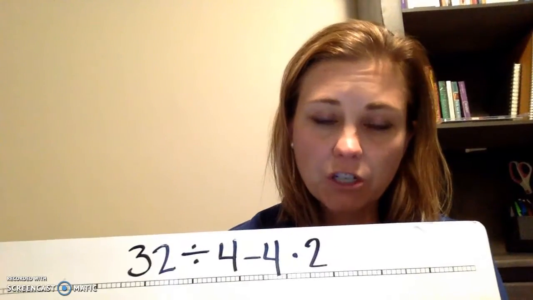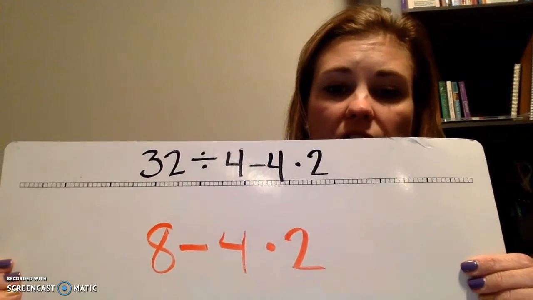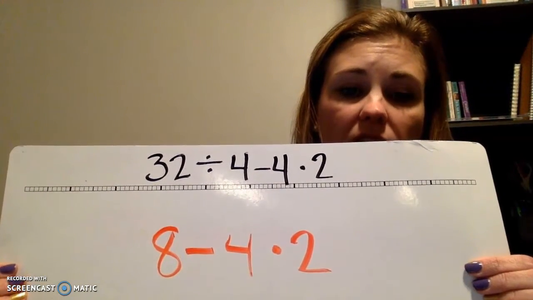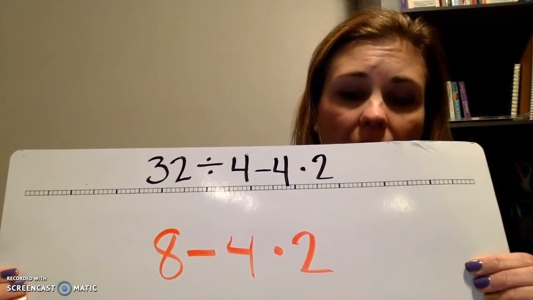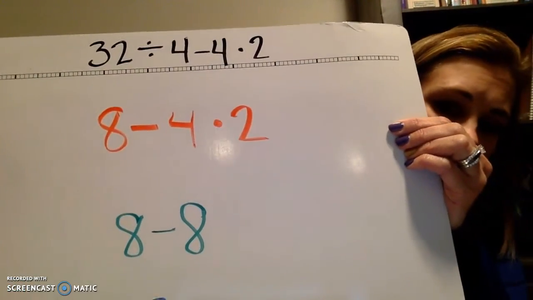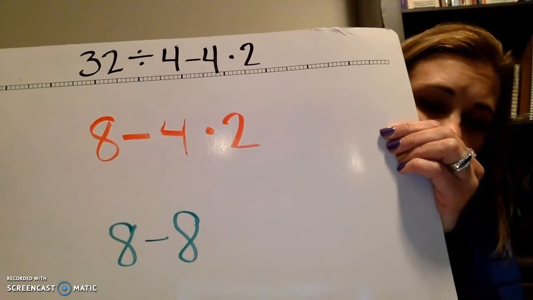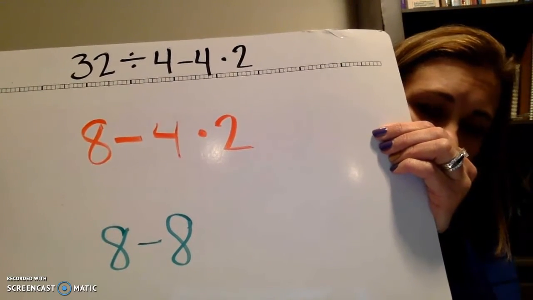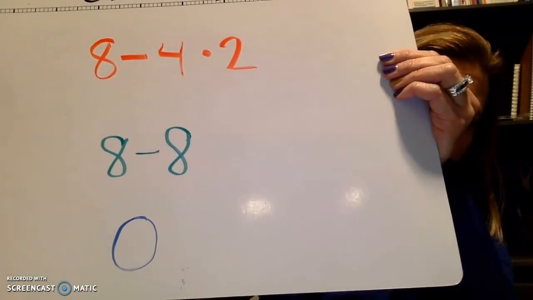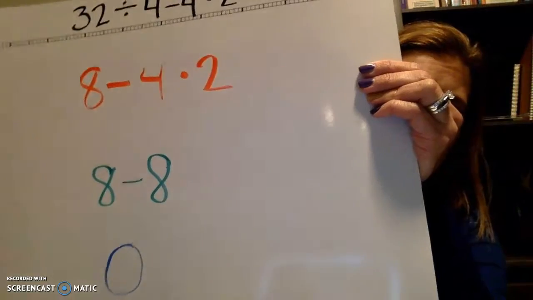So when I do 32 divided by 4, I get 8. So now I have 8 take away 4 times 2. Well, now I'm going to do my multiplication because it comes before I add or subtract. So now when I simplify, I have 8 take away 8 because 4 times 2 equals 8. I can simplify that down now. I can do 8 take away 8. I have one number, and that is 0. So this expression simplifies all the way down to 0.